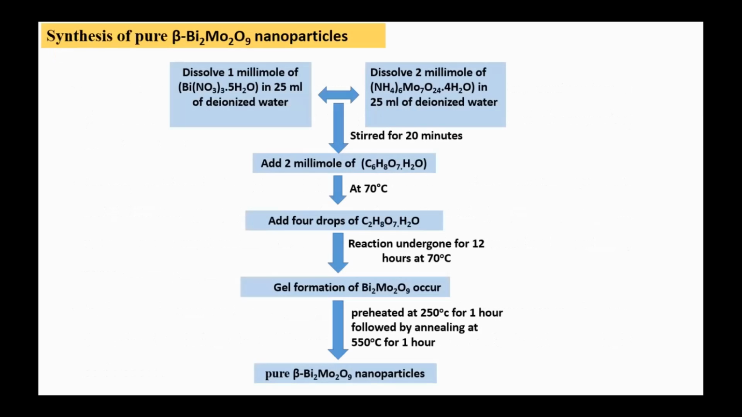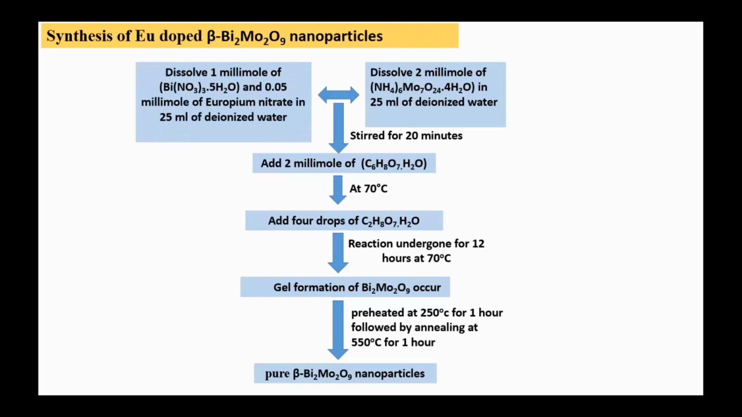So moving to the synthesis part, here bismuth nitrate is dissolved in 25 ml of deionized water, and ammonium heptamolybdate is dissolved in 25 ml of deionized water. Then they are stirred together for 20 minutes. Then 2 millimole of citric acid is added as a binding agent. Then at a temperature of 70 degrees Celsius, ethylene glycol is added to act as an inducing agent. Then after a reaction of 12 hours at 70 degrees Celsius, gel formation of bismuth molybdate occurs. Followed by annealing, we get pure bismuth molybdate nanoparticles.